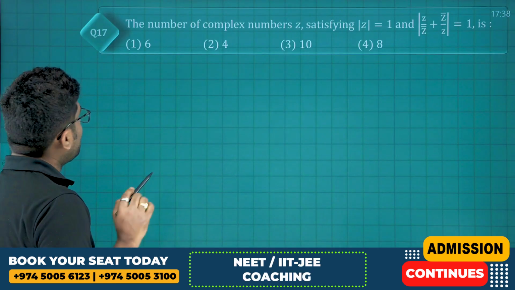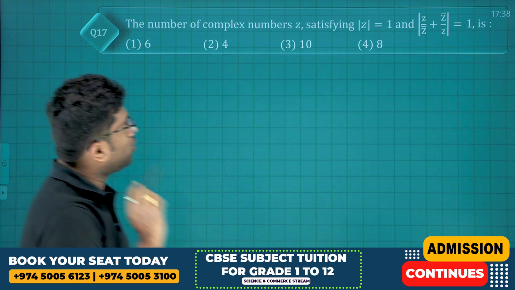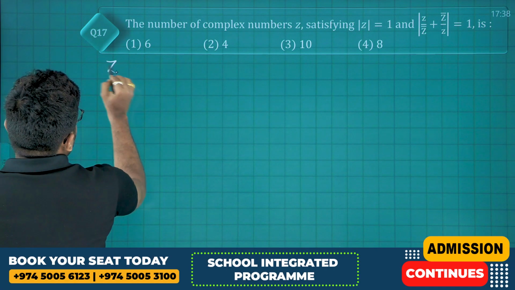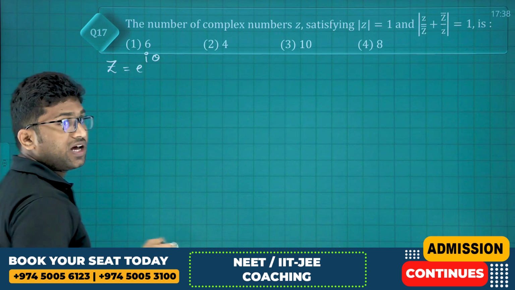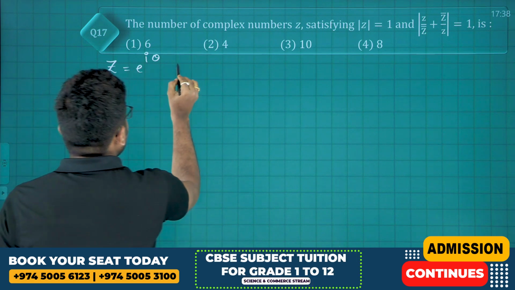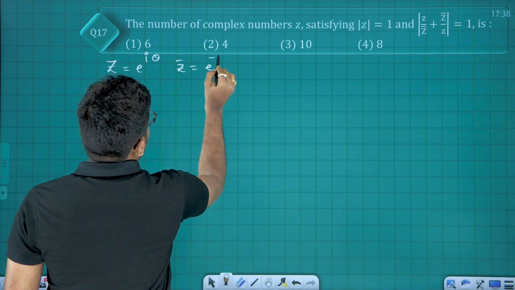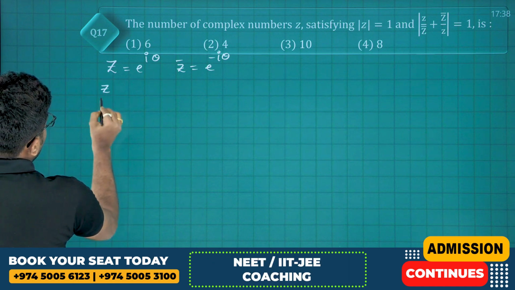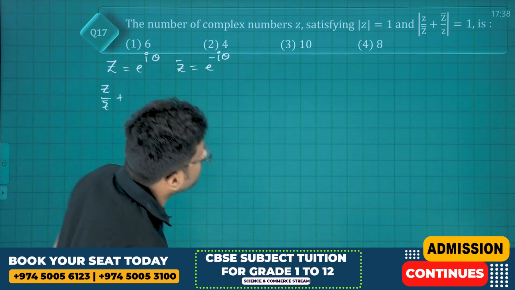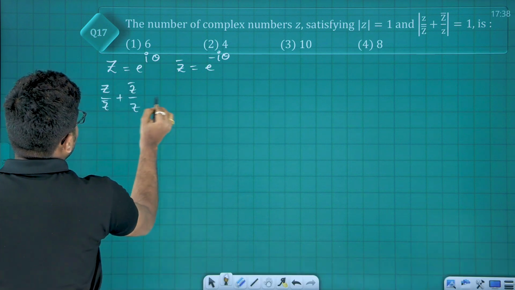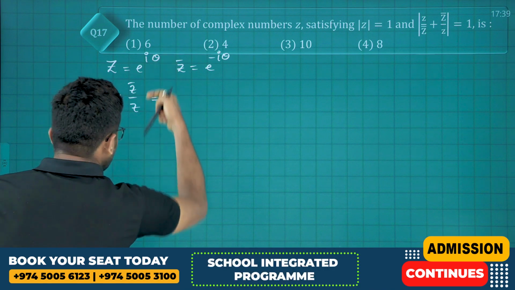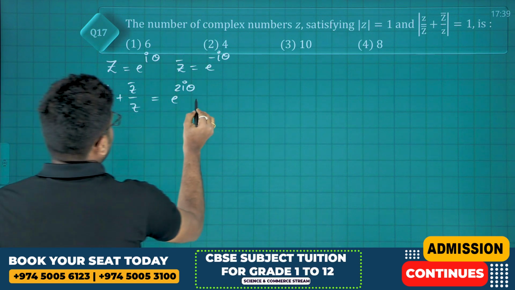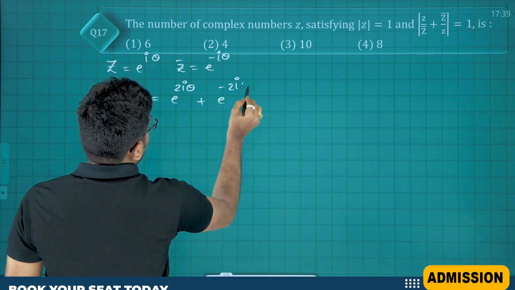Next, from complex numbers: the number of complex numbers z satisfying modulus of z is equal to 1. If the modulus is 1, let's say z is equal to e power i theta. Generally z is r into e power i theta, and r is 1. Now what is z bar? Z bar will be e power minus i theta. Now z by z bar plus z bar by z is equal to e power 2i theta plus e power minus 2i theta.